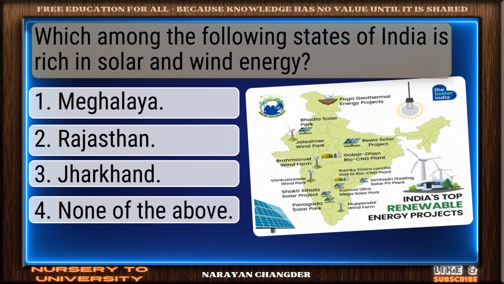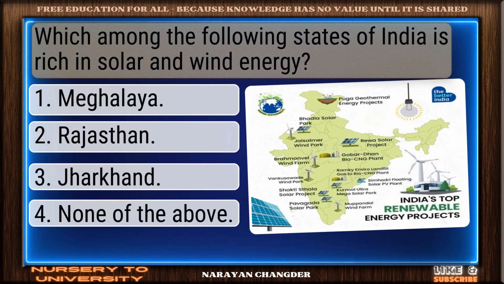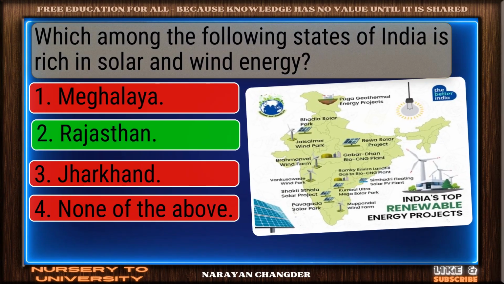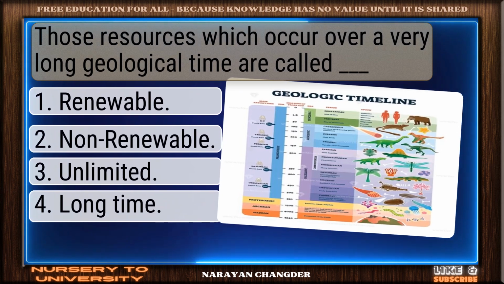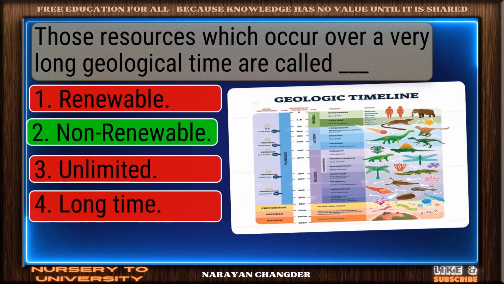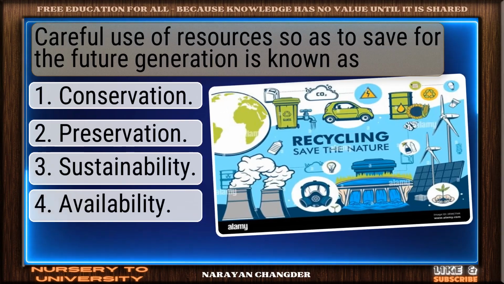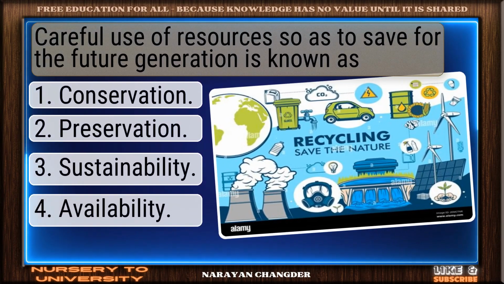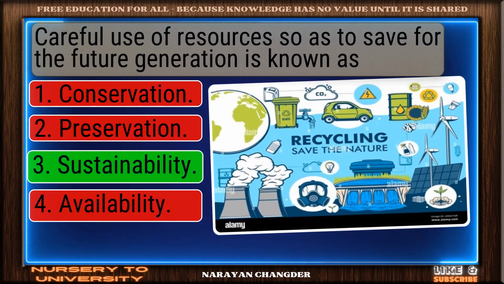Which among the following states of India is rich in solar and wind energy? Nice selection. Rajasthan is correct. Those resources which occur over a very long geological time are called dash. Sharp thinking. Non-renewable is right. Careful use of resources so as to save for the future generation is known as. Nicely done. Sustainability is solid.